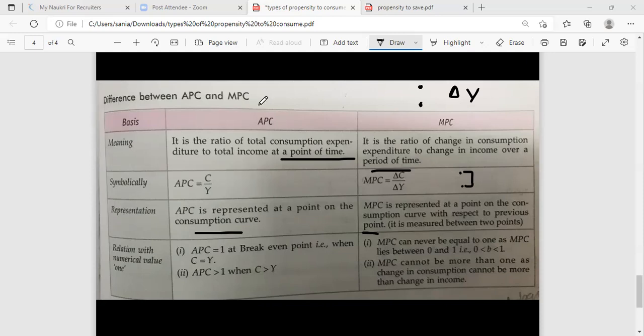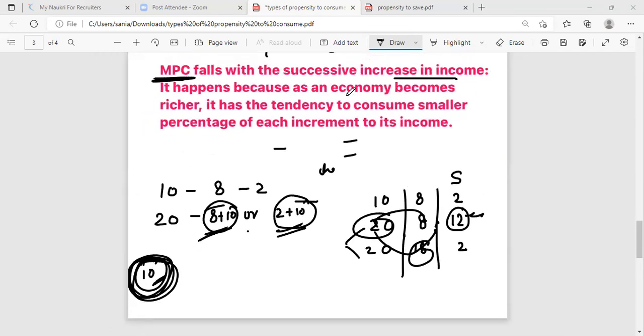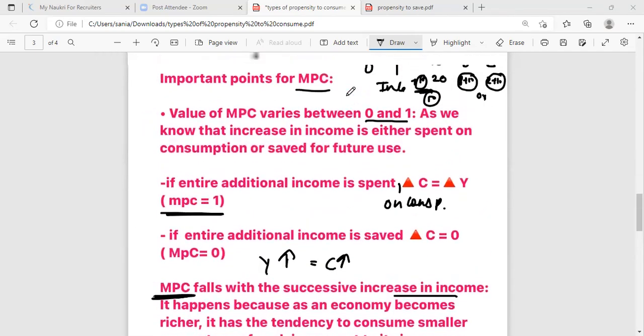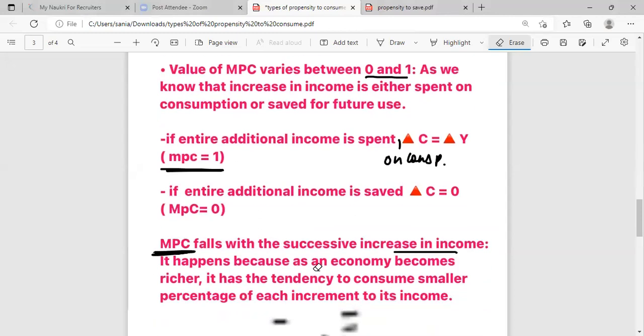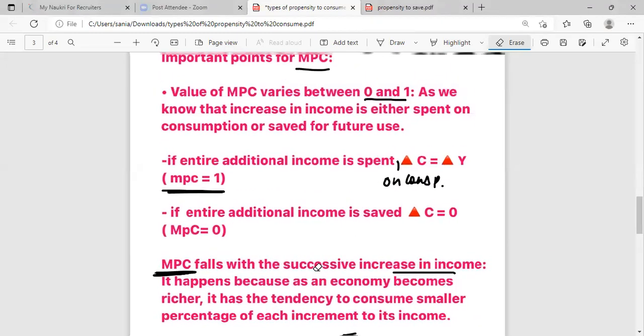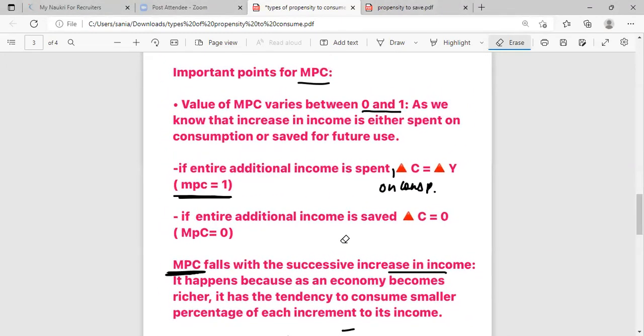You have taken the screenshot of this? Yes, ma'am. Okay, and this one? Wait, I'll just erase the rest of the things. Now that will be easy for you. Okay, you can take the screenshot now. Done? Okay, yeah, done, ma'am.